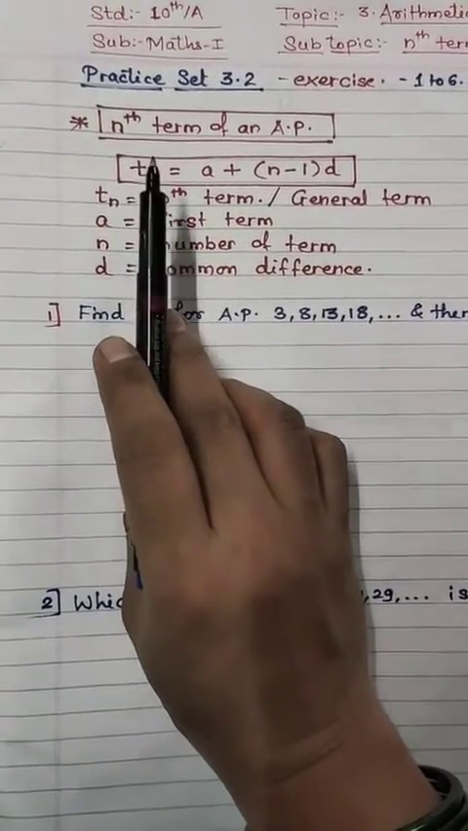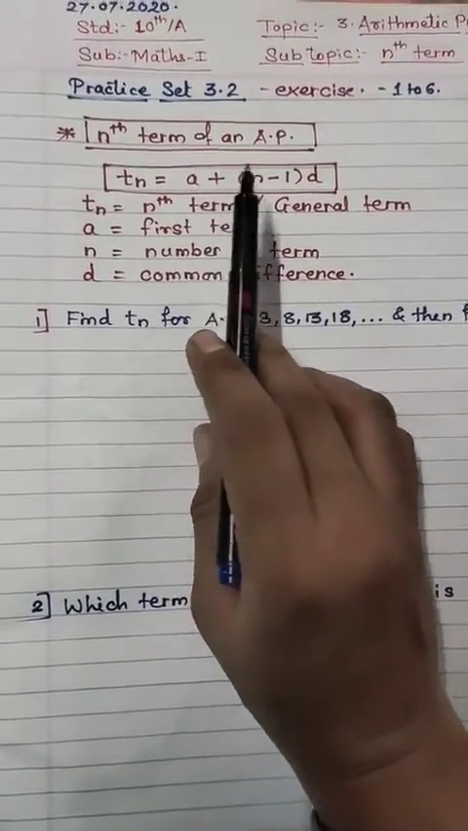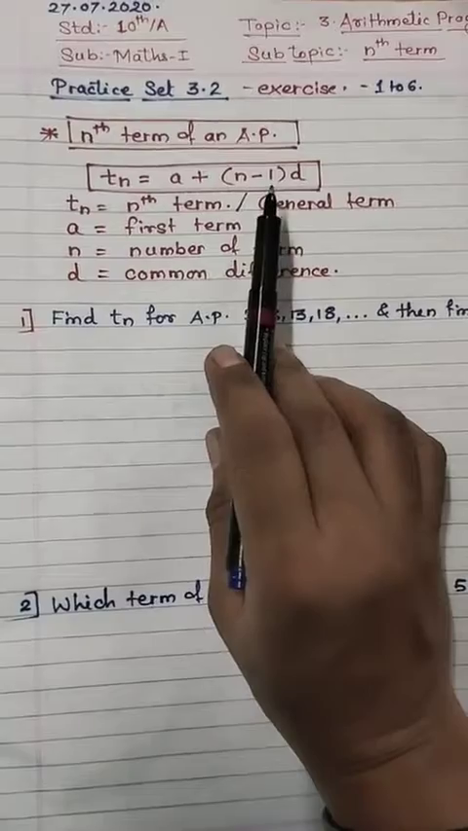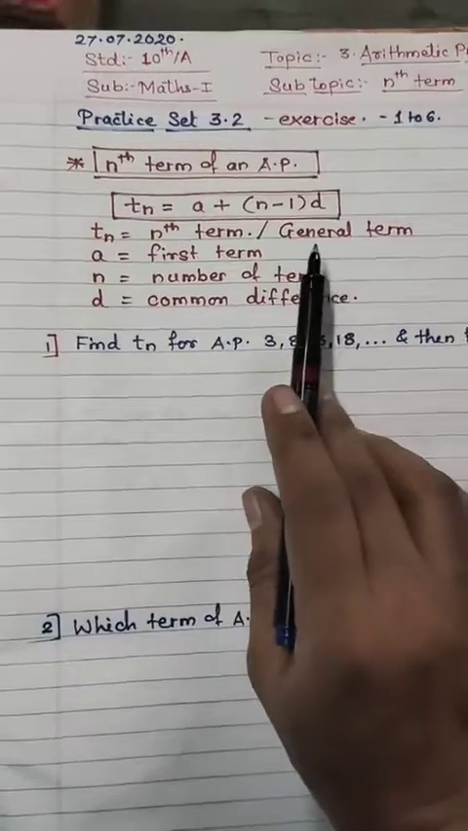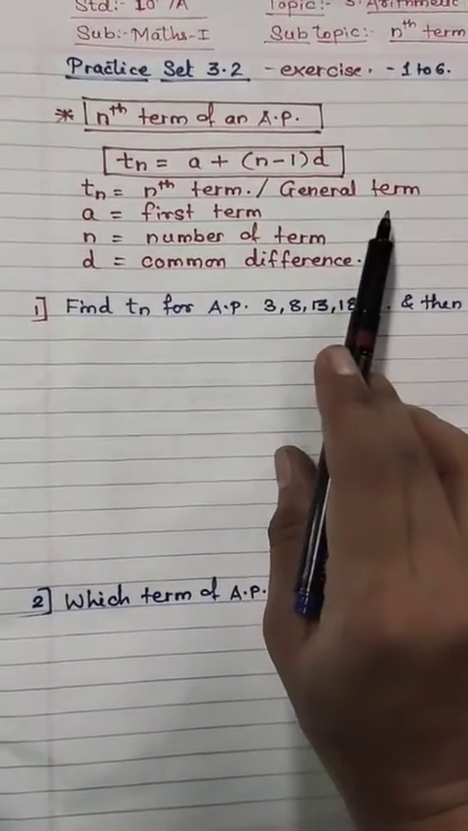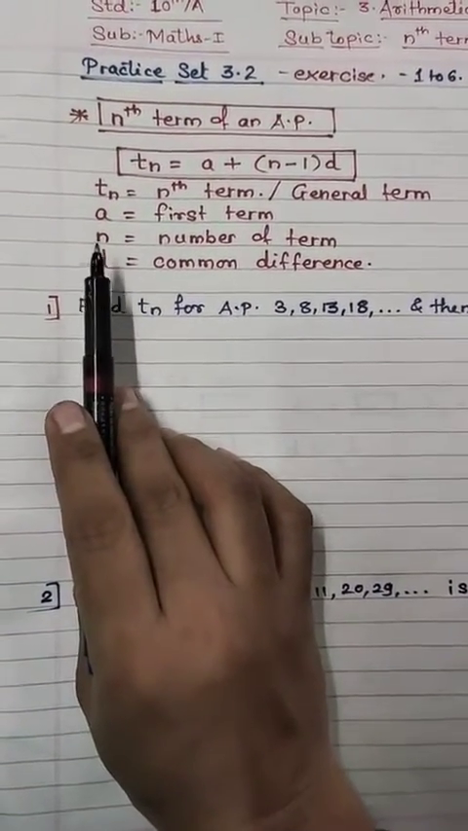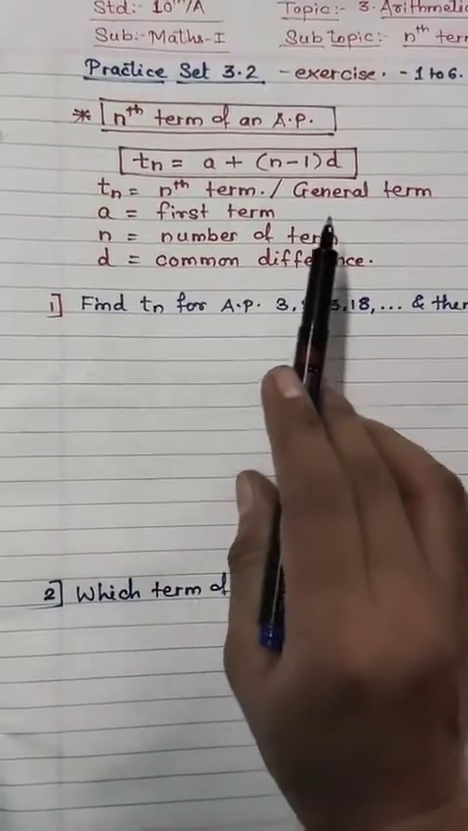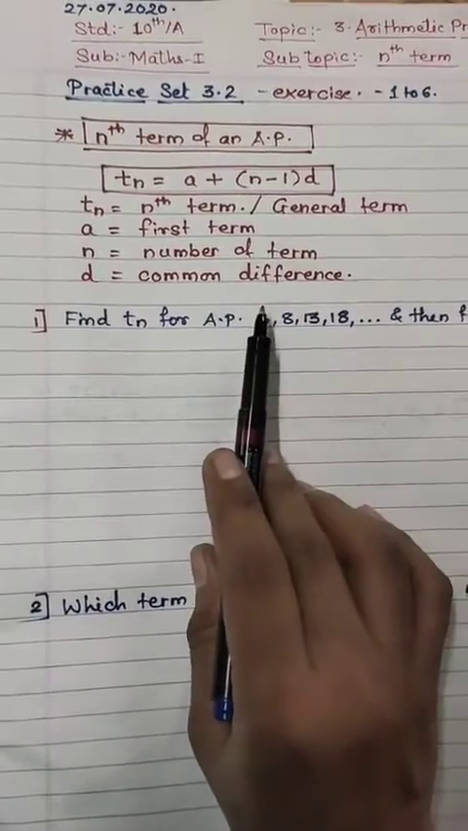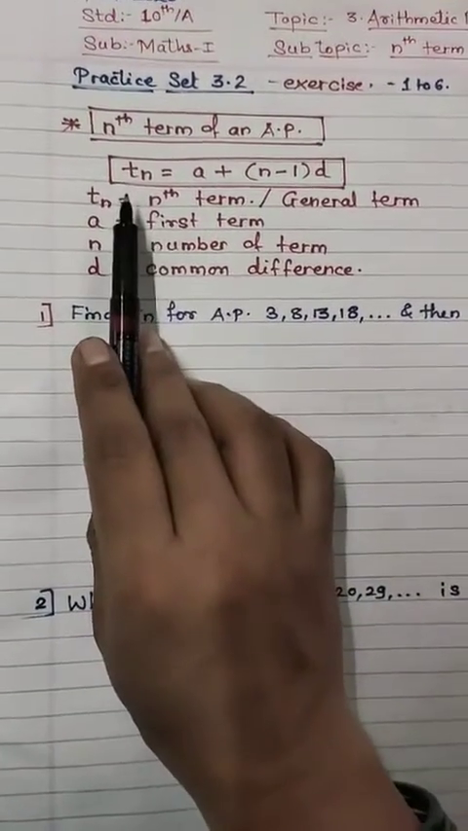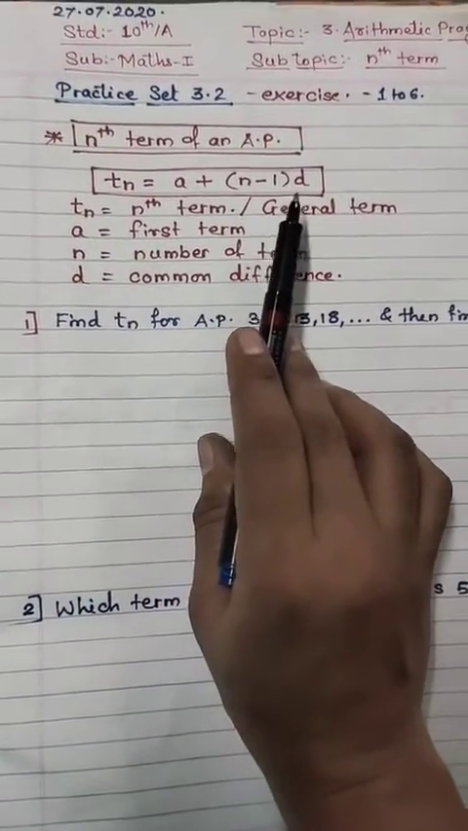Tn is denoted as nth term and the formula for Tn is A plus (n minus 1) into D. Here Tn is the nth term, or it is known as the general term. A is the first term. Small n is denoted for number of terms. D is the common difference. So all these things you have to keep in your mind and memorize the formula for Tn, that is A plus (n minus 1) into D.